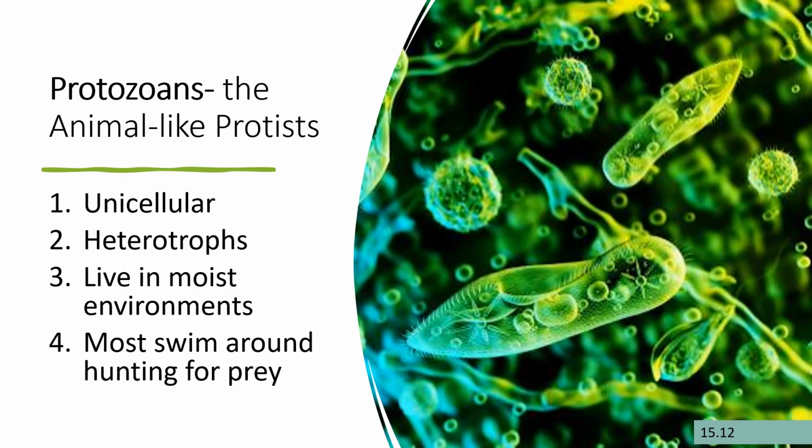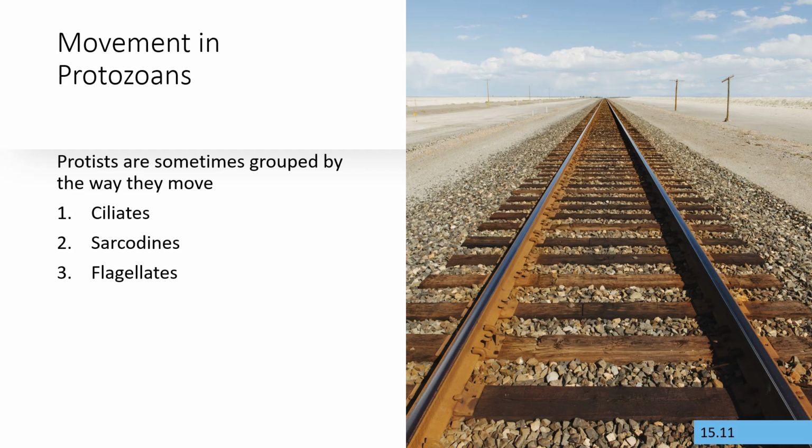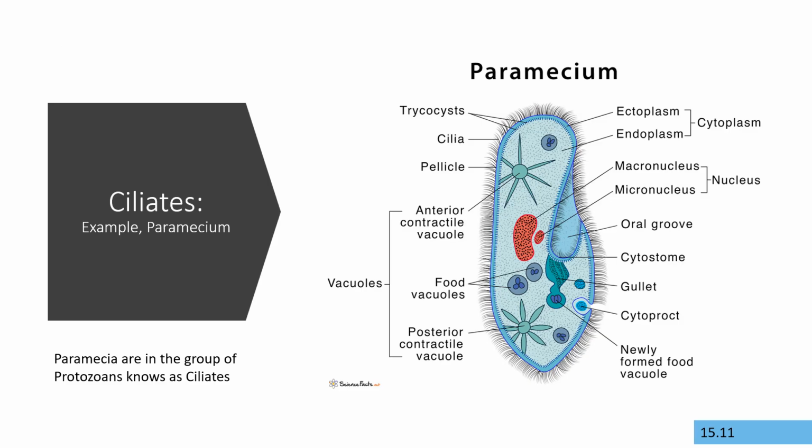The group of protists in the animal-like category are known as protozoans. They are typically unicellular heterotrophs that live in moist environments. If you take a sample of pond water, you'll probably find many protozoans swimming around hunting for prey. Again, most of the protozoans are actively moving around in their wet environment, searching for food. Protozoans are grouped by the different strategies they have for getting around.